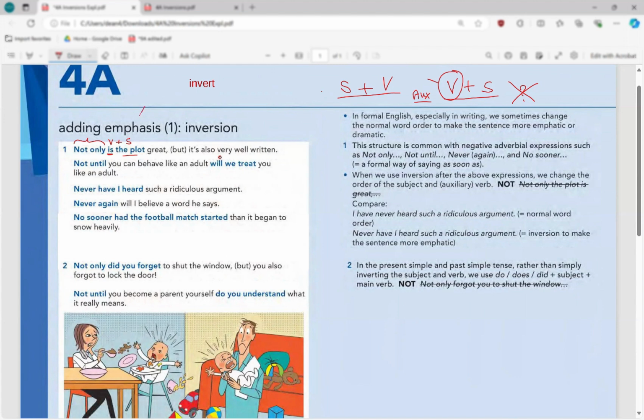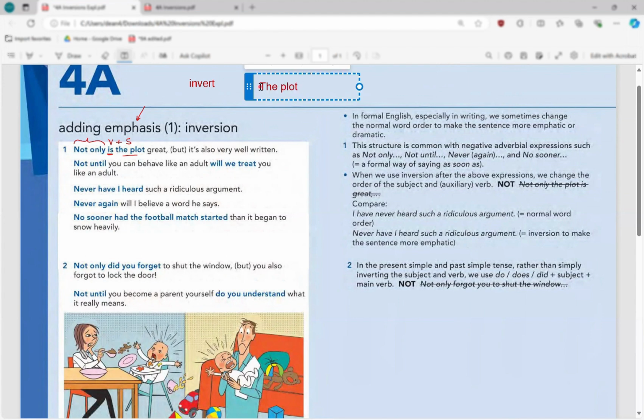A third emphasis: to make our writing or speaking more emphatic, right? So what would be the normal structure of this sentence? I'm going to show you the normal structure now. The normal structure of this first sentence would be like this: The plot is not only great, but it's also very well written.